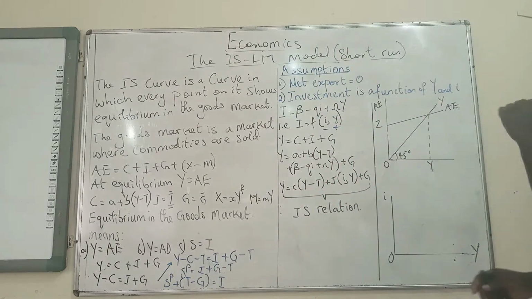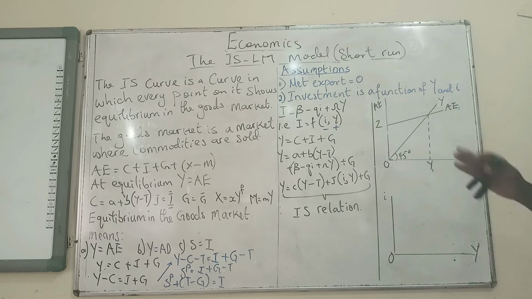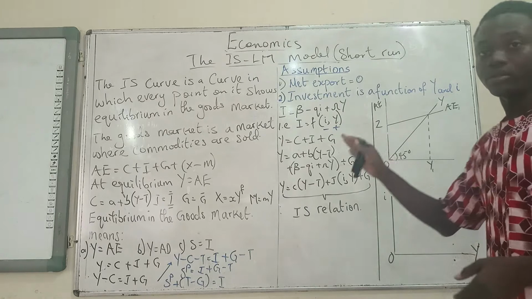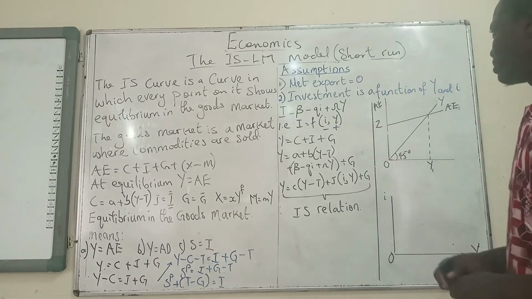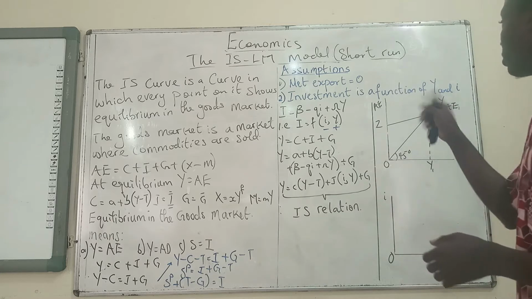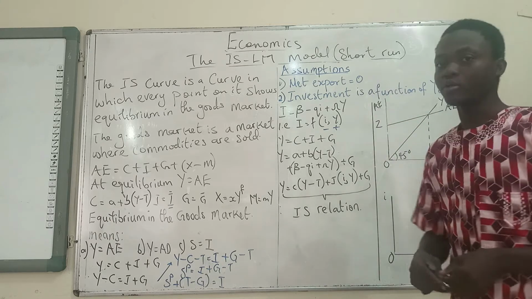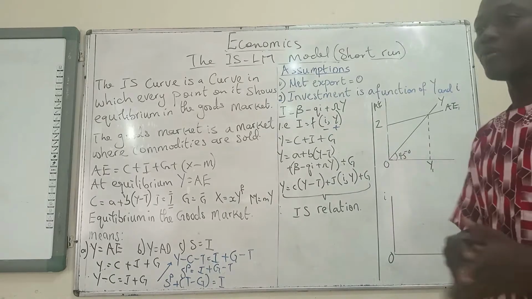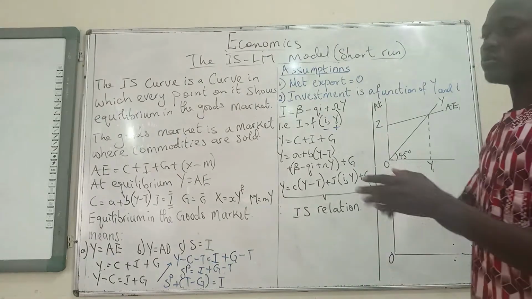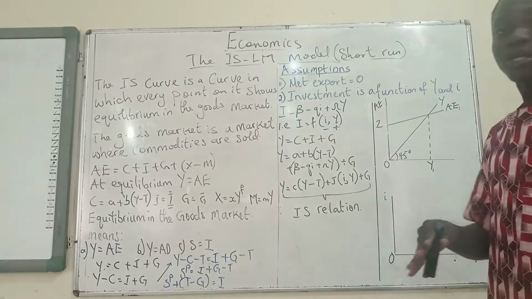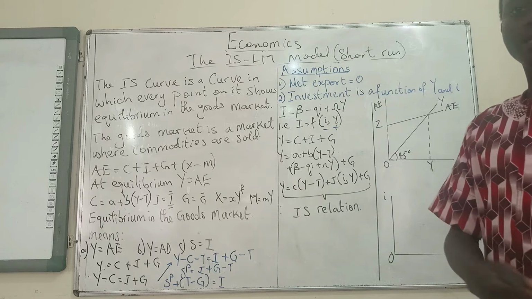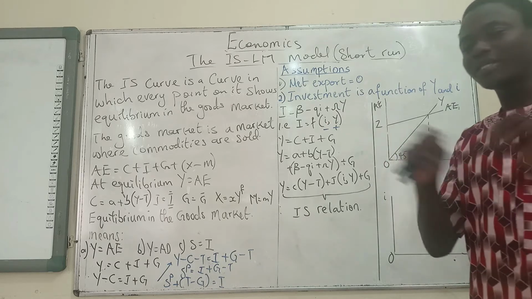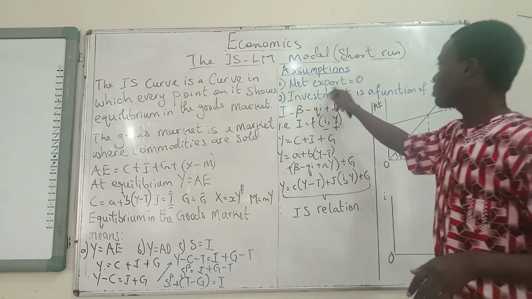Now in the IS-LM, for us to talk about IS-LM properly, there are assumptions. I think there are more than this. Yeah, I think I forgot to add one particular one. So one is that net export is zero. At least for us to begin with, we have to come from the simpler stuff, so that by the time we get to the things that were meant to be difficult, because of the basic understanding that you've had, those ones won't be that difficult. So assumptions: net export equals zero.